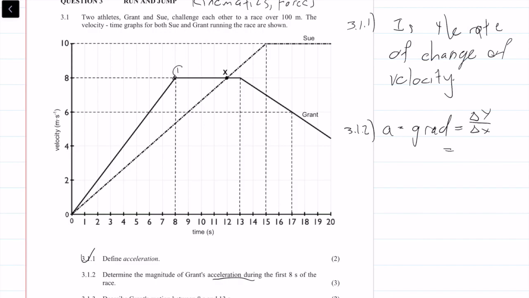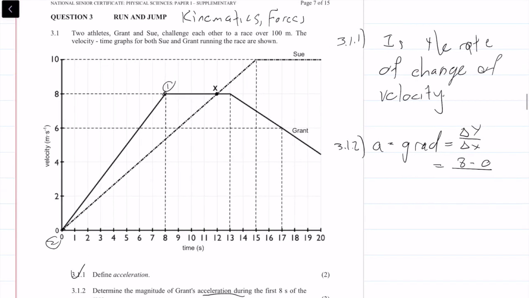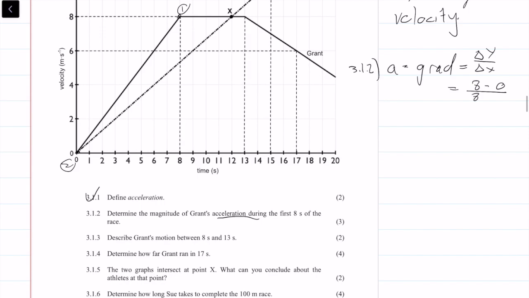I'll use this as point 1 and the origin as point 2. So what we have is change in y is going to be 8 minus 0 over change in x is also 8 minus 0. So our acceleration is equal to 1 meter per second squared. And it asks for the magnitude, so we don't care about the direction.